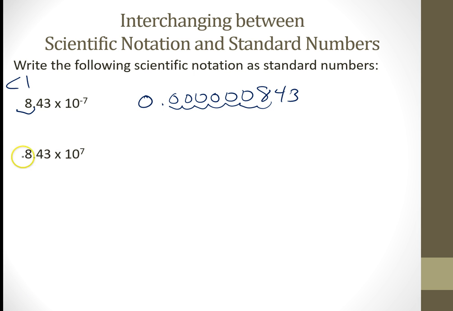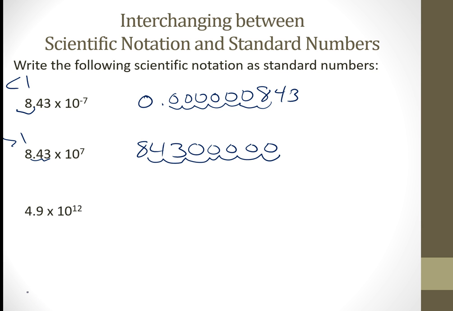Okay, now this one is greater than 1, so I'm going to move the decimal the other way. I'm going to have 8, 4, 3, and then a whole bunch of zeros. Because it's greater than 1, it's a positive exponent. So I'm going to have to move it twice around the 4 and the 3. That means I have to move it 5 more times around the zeros. And just to check and make sure, 1, 2, 3, 4, 5, 6, 7. Done.